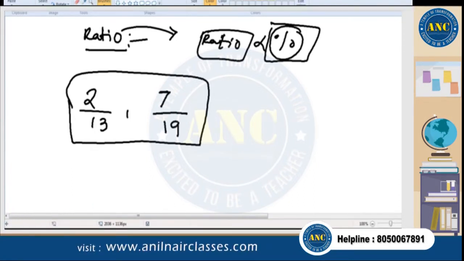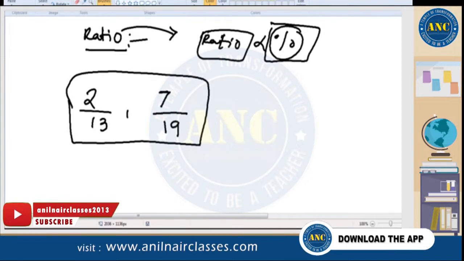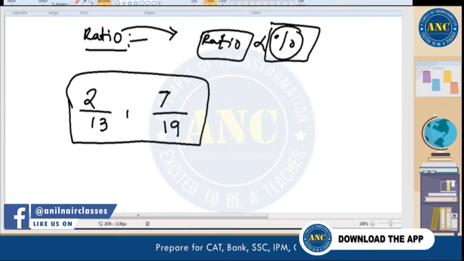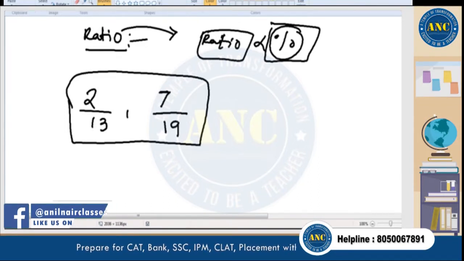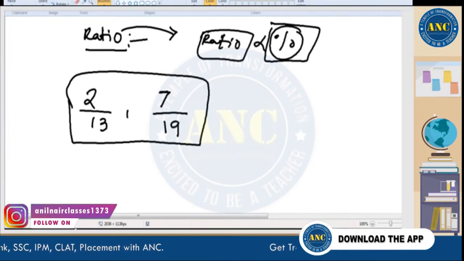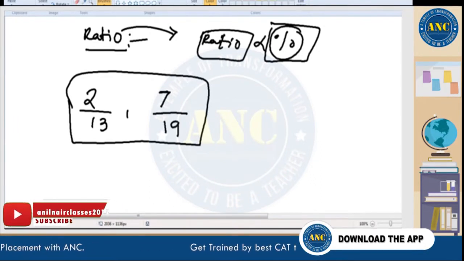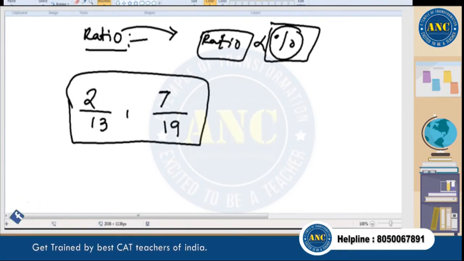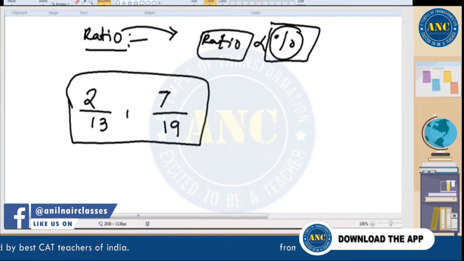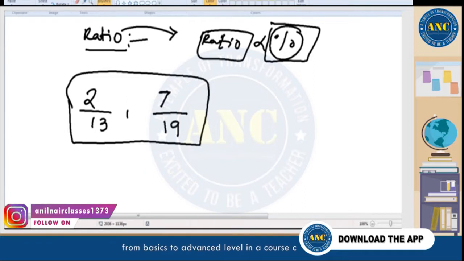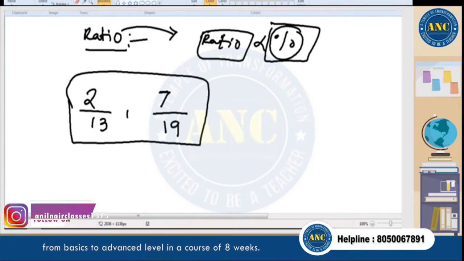Jitendra said 2 by 13. Sai Pranav, 7 by 19. We'll check it out, sir. Quick answer, sir. Make it fast, sir. Majority people are answering 7 by 19. Very good.